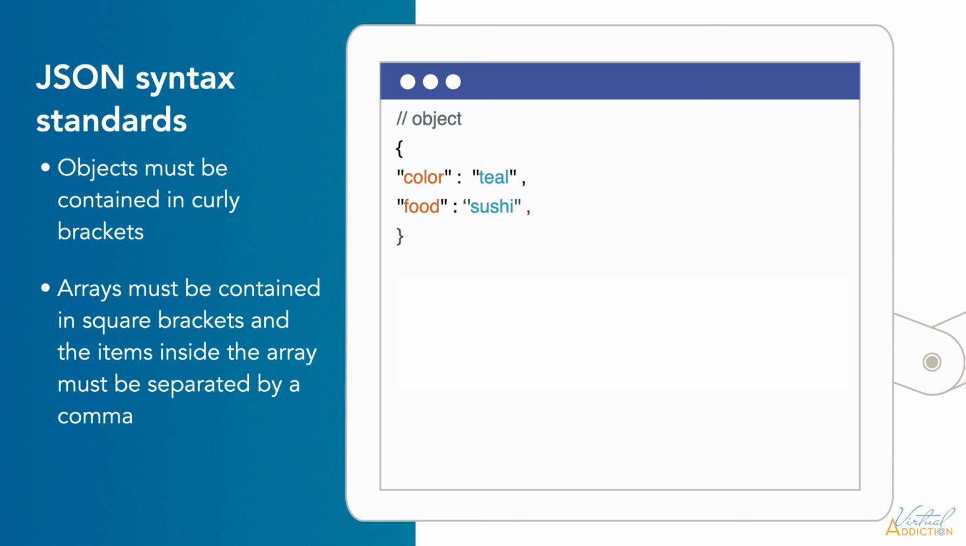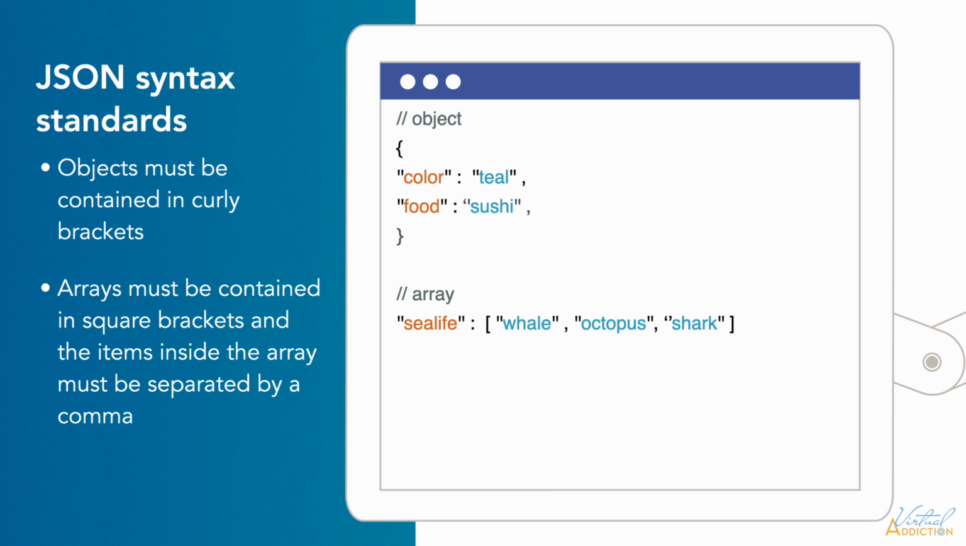When you're dealing with objects in JSON, they must be contained within curly braces. Here's an example of an object. You can see that we have 2 key value pairs, color set to teal and food set to sushi. This is an object. An array must be contained by square brackets, and the items inside the array must be separated by commas. Here's an example of an array called Sea Life, and you can see this contains 3 items: whale, octopus, and shark.